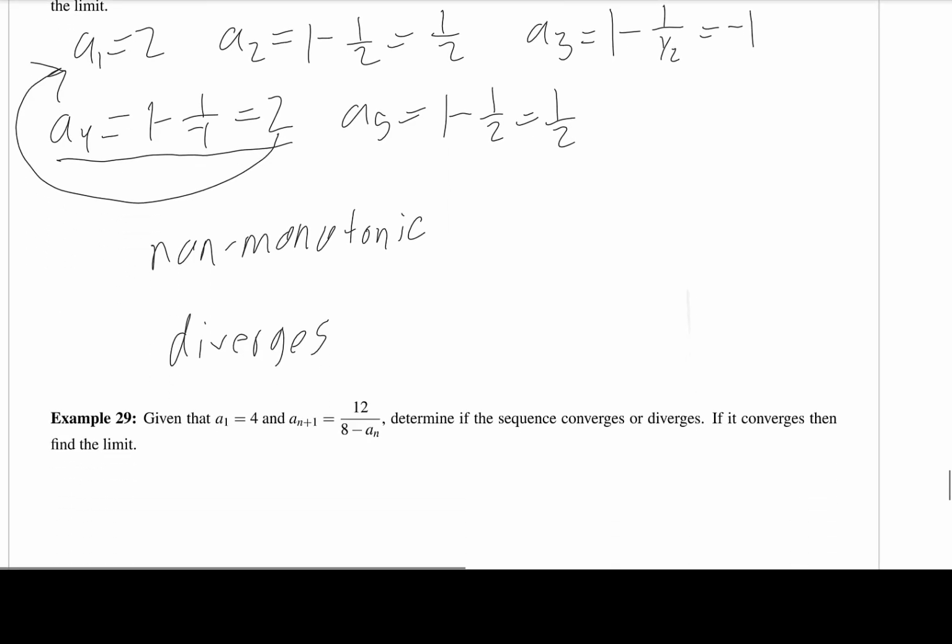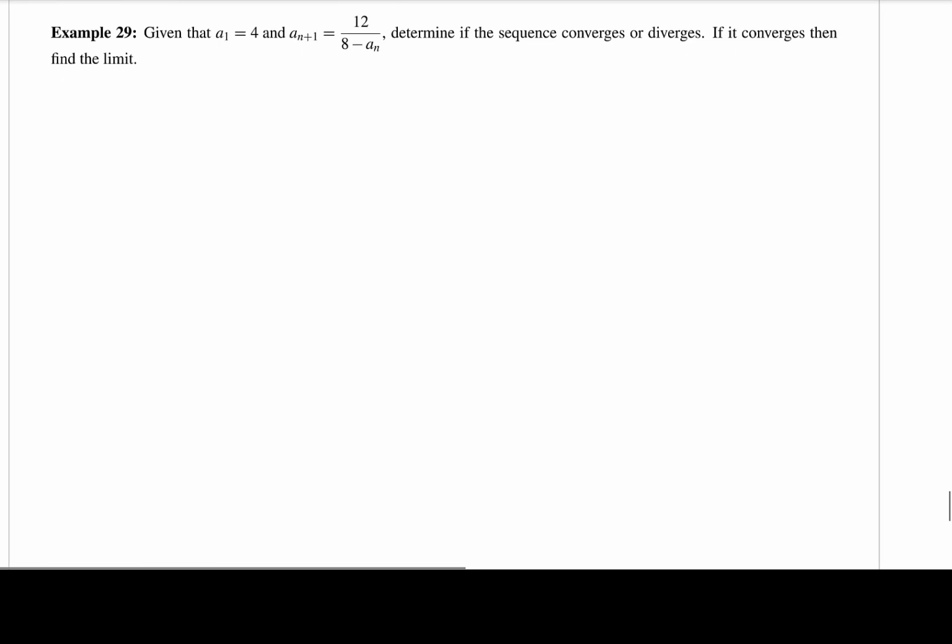Alright, for example 29, this is the tough one. It's not incredibly tough in terms of finding out if it converges or diverges, but it is pretty tough to figure out what it converges or diverges to.